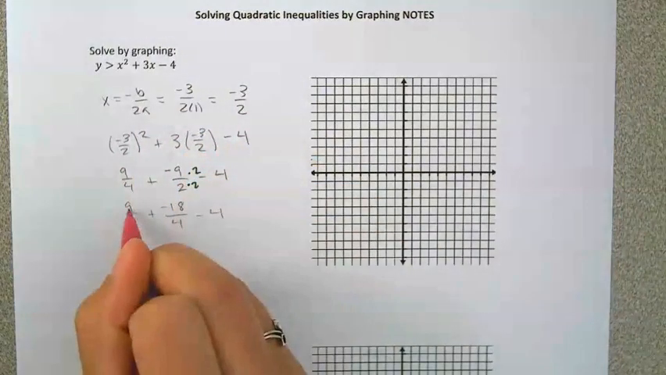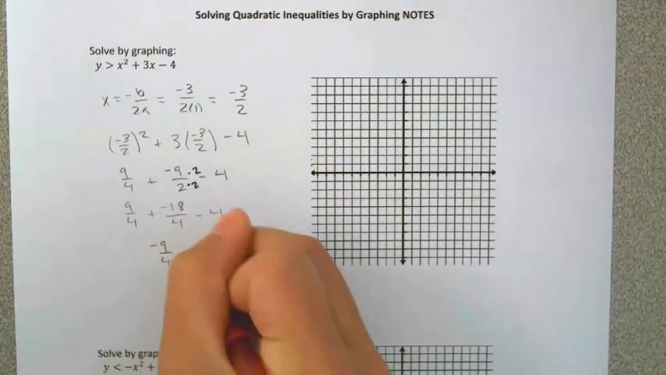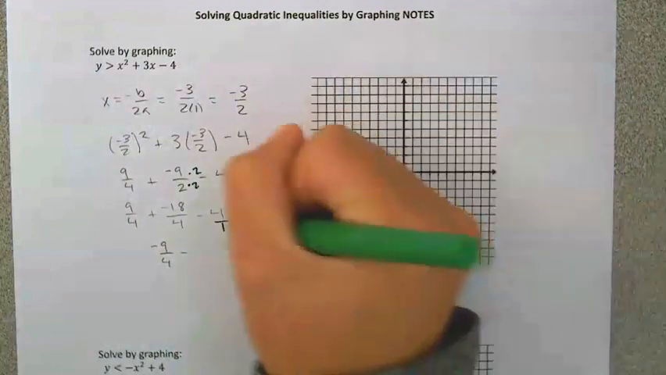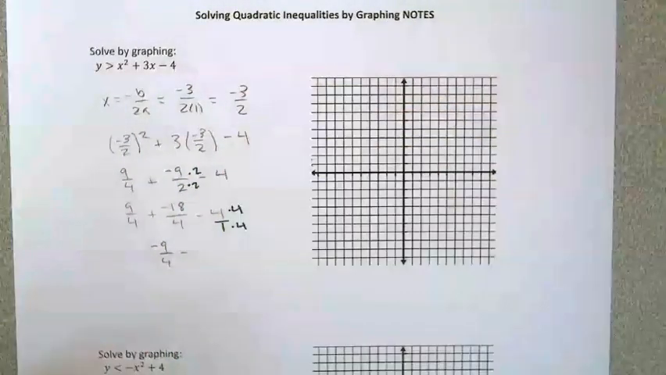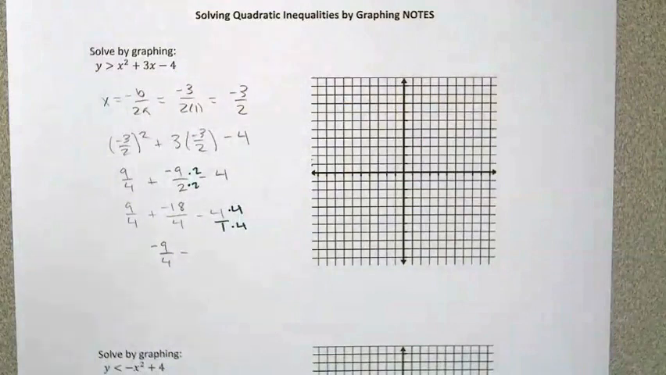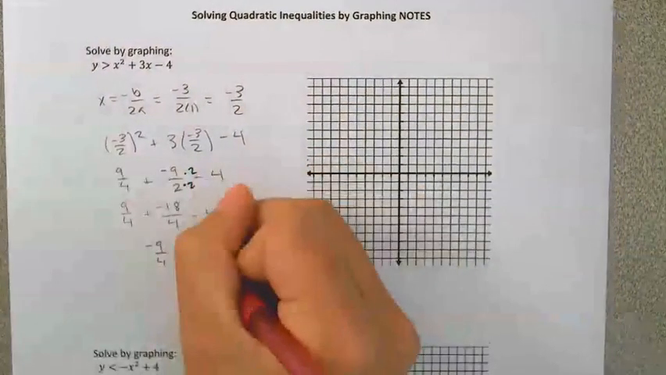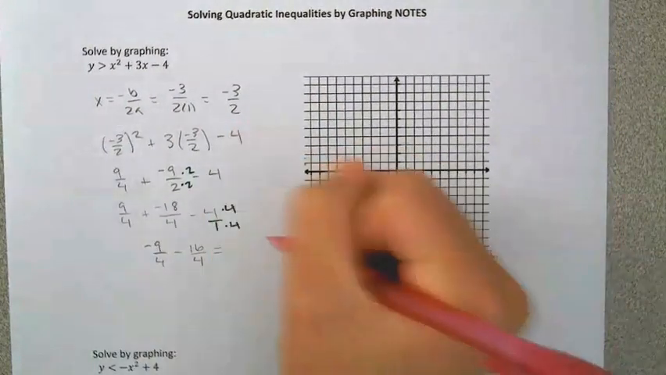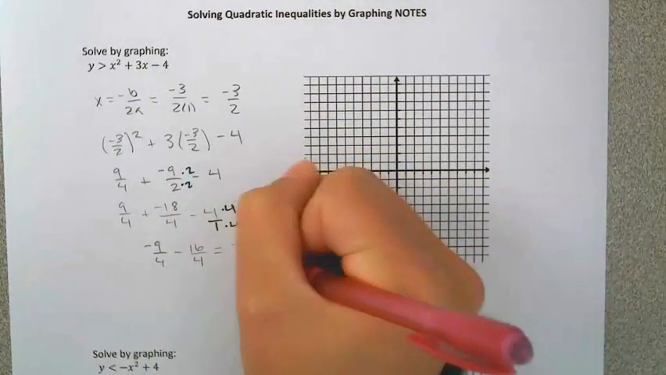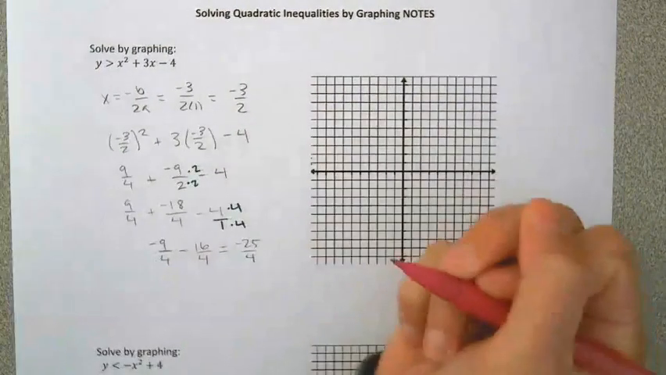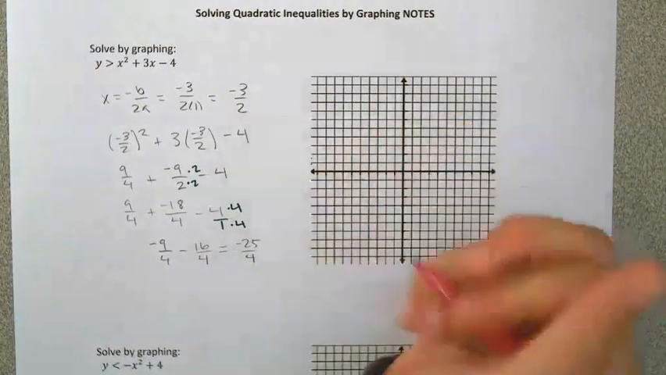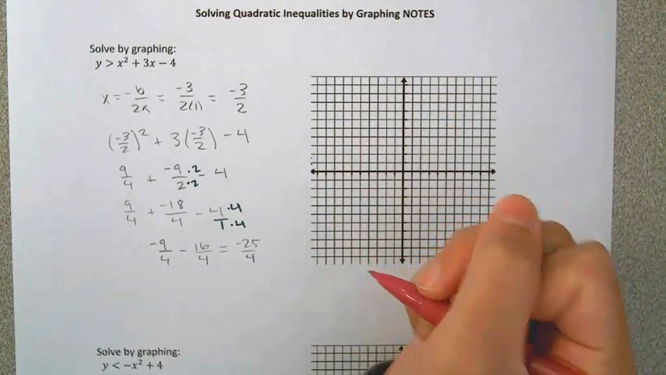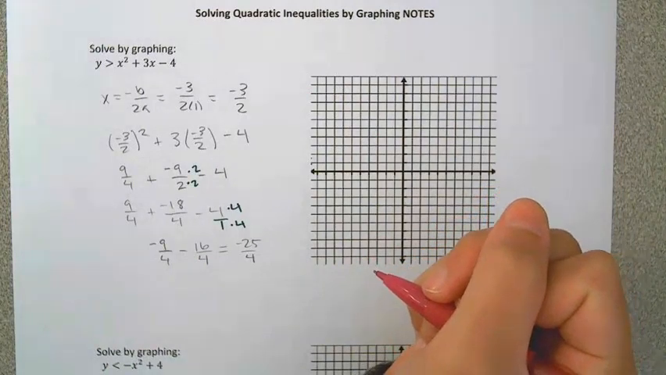So this gives me negative 9/4 minus 4, which I'm also going to give a common denominator by multiplying the numerator and denominator by 4. So that becomes 16 over 4, and that is equal to negative 25/4. And negative 25/4 as a mixed number is going to give us 8 and 1/4.